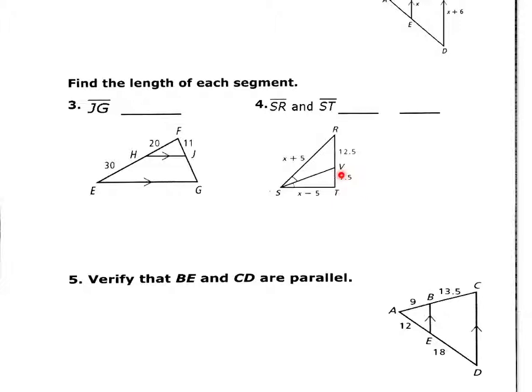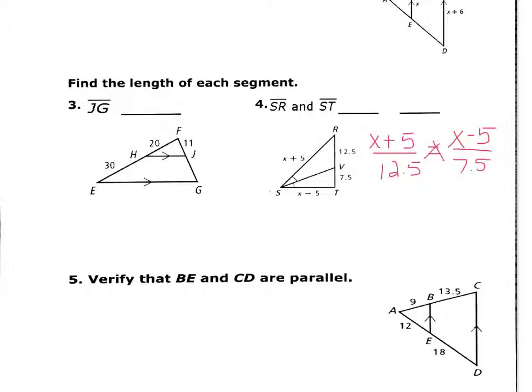So on the angle bisector theorem, it says from the side of the triangle to the piece of the base, from the side to the piece of the base. Let me just set it up like that, okay? So when I set it up, my proportion should be x plus 5 is to 12.5 as x minus 5 is to 7.5. And then I just cross multiply.